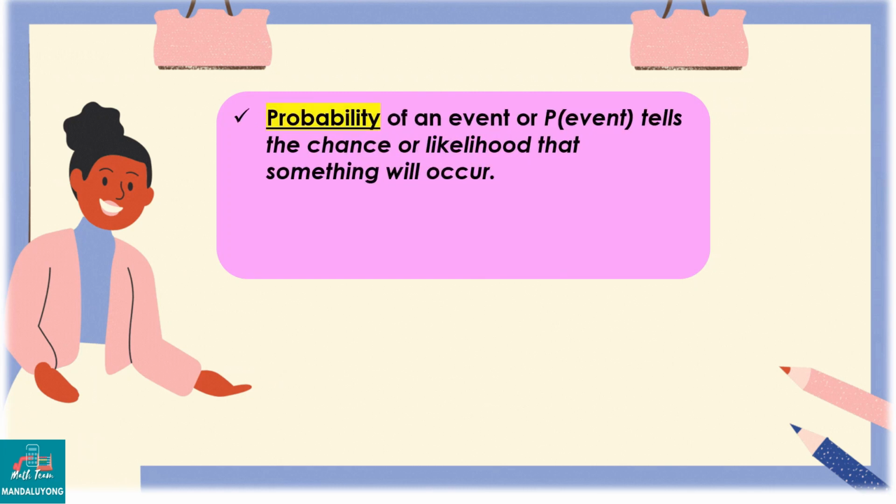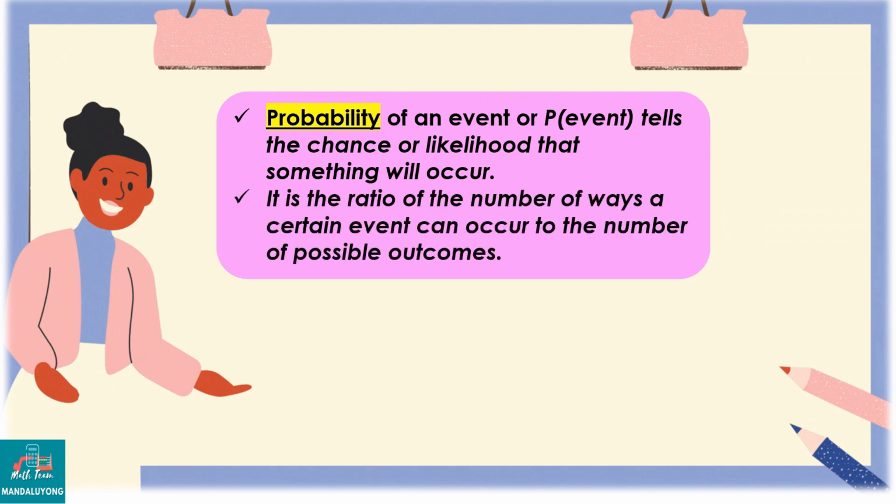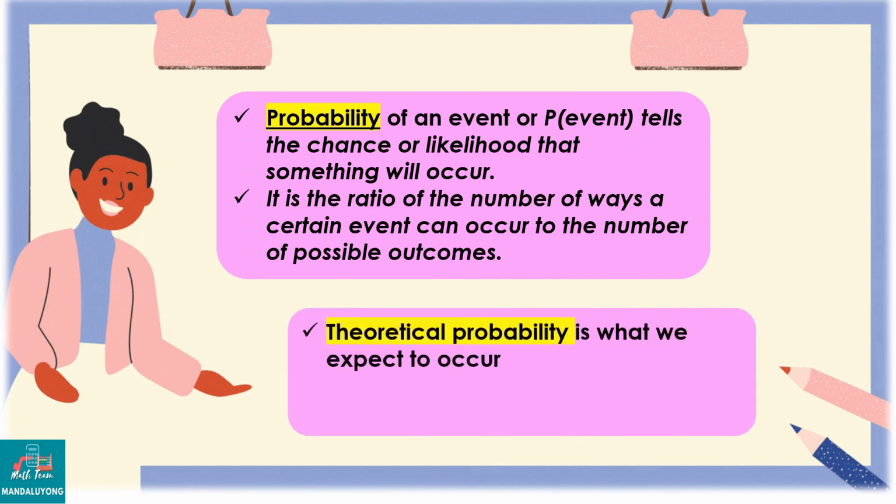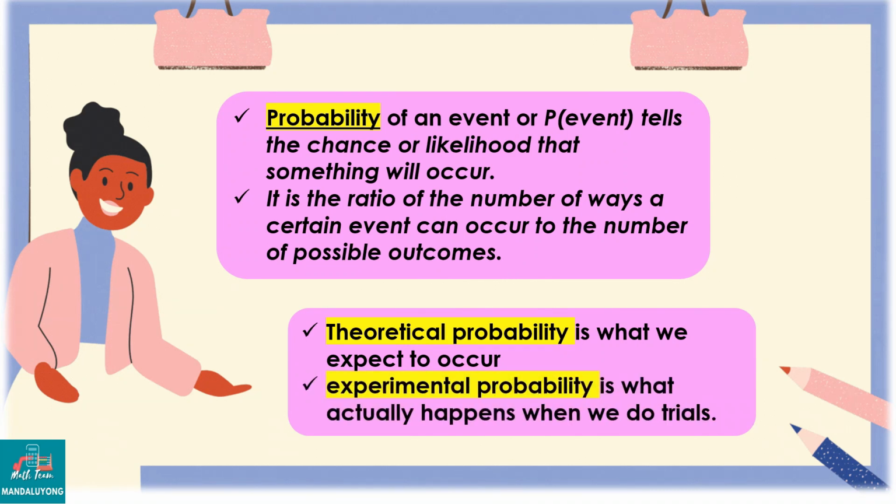Let us remember that probability of an event, or P(event), tells the chance or likelihood that something will occur. It is the ratio of the number of ways a certain event can occur to the number of possible outcomes. Theoretical probability is what we expect to occur, wherein experimental probability is what actually happens when we do trials.